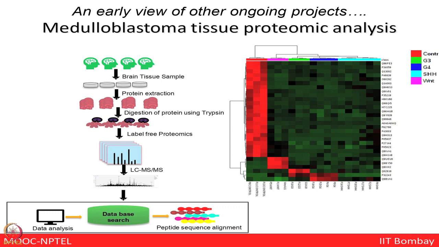Another interesting problem is medulloblastoma, the pediatric brain tumors. Again, we are trying to provide proteomic based subtype signatures for the patients affected, whether the Wnt type, the SHH type, or group 3 and group 4, and what could be the possible protein alterations in this pediatric brain tumor population.